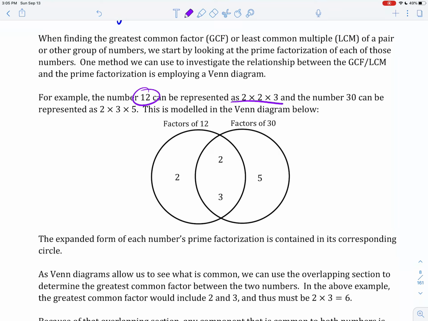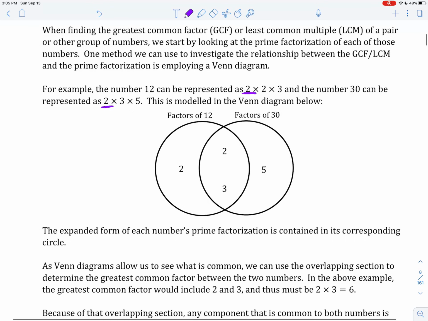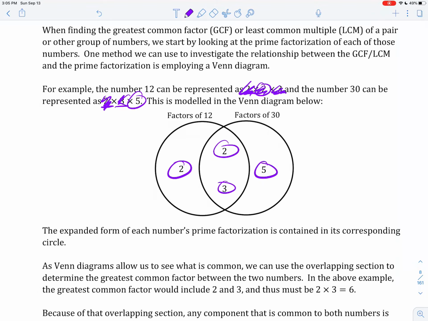If we look at 12, it's 2 times 2 times 3, and 30 is 2 times 3 times 5. We can use a Venn diagram to sort out their factors. There's a 2 in common, so that goes in the middle. Then 12 has another 2, but that's not part of 30, so there it goes. Then there's a 3, which is in both, so that goes in the middle. And all that's left is this 5, which is part of 30 but not 12. So here's that, turning it into a Venn diagram of factors.